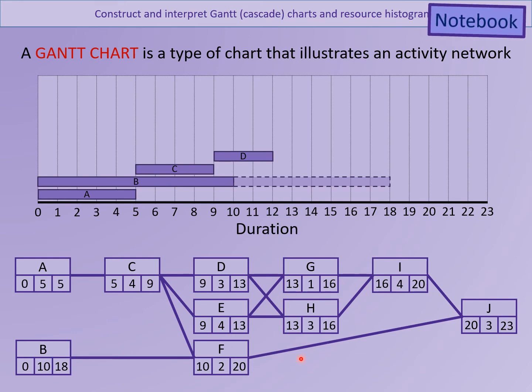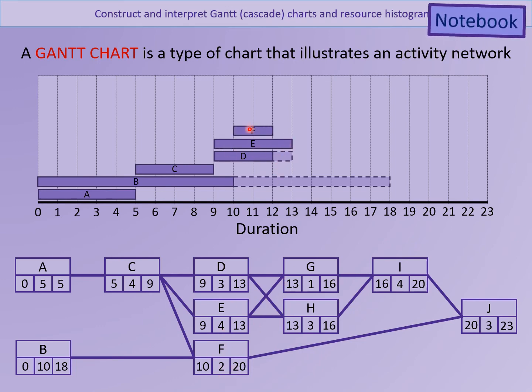Okay, so let's just go through then. Activity E starts at 9, takes 4 hours, finished by 13. Oh, sorry, D had some float time, didn't it? So, yeah, starts at 9, finishes by 12 after 3 hours, float time of 1 hour. E was critical, so that goes straight in.